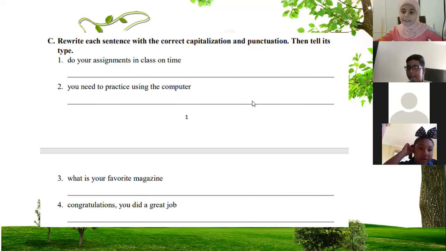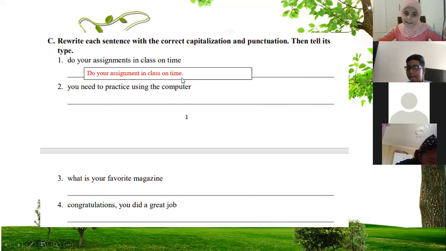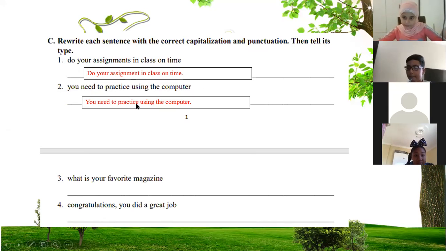Point. Period. Excellent. That's right. So do your assignment in class on time. Number two, you need to participate using the computer. Here it starts with the subject "you," so it is a statement, okay? You need to practice, not participate. You need to practice using the computer. I add a period at the end.